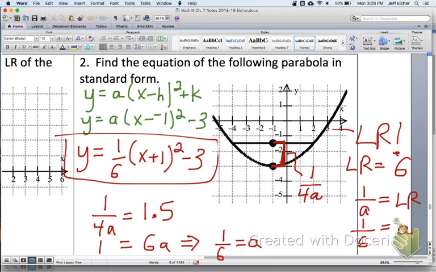So that's another approach. You can use the length of the LR like we did the first time, this length, or you can use the fact that this distance is 1 over 4a. Let's look at number 3.